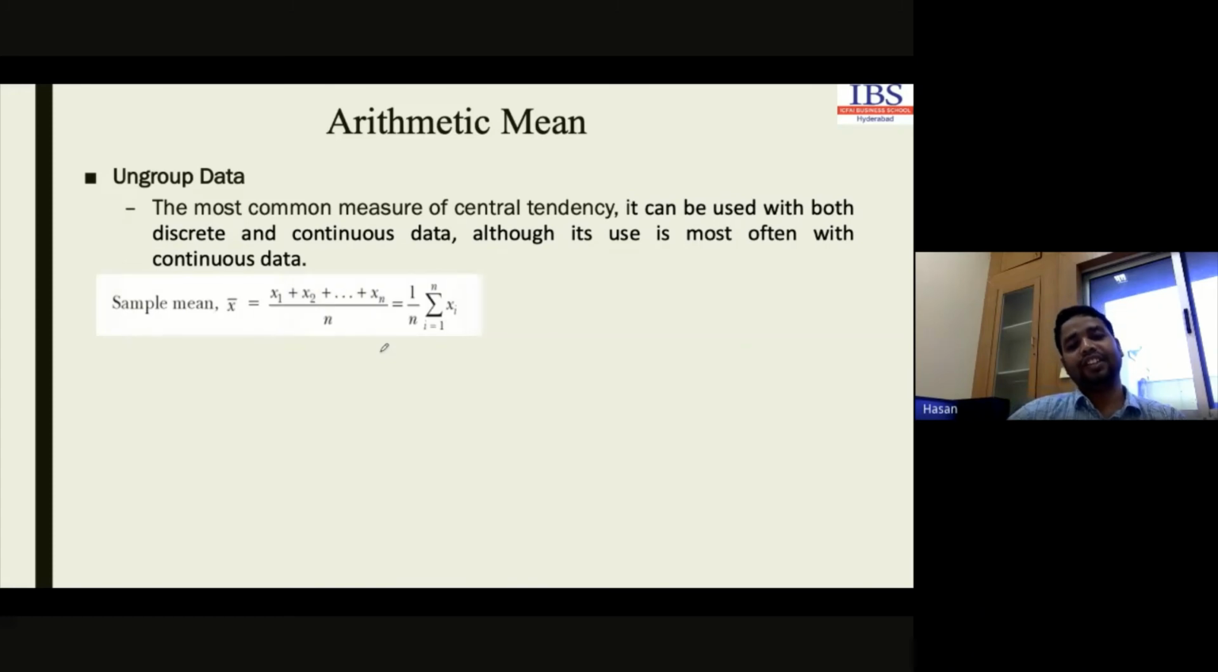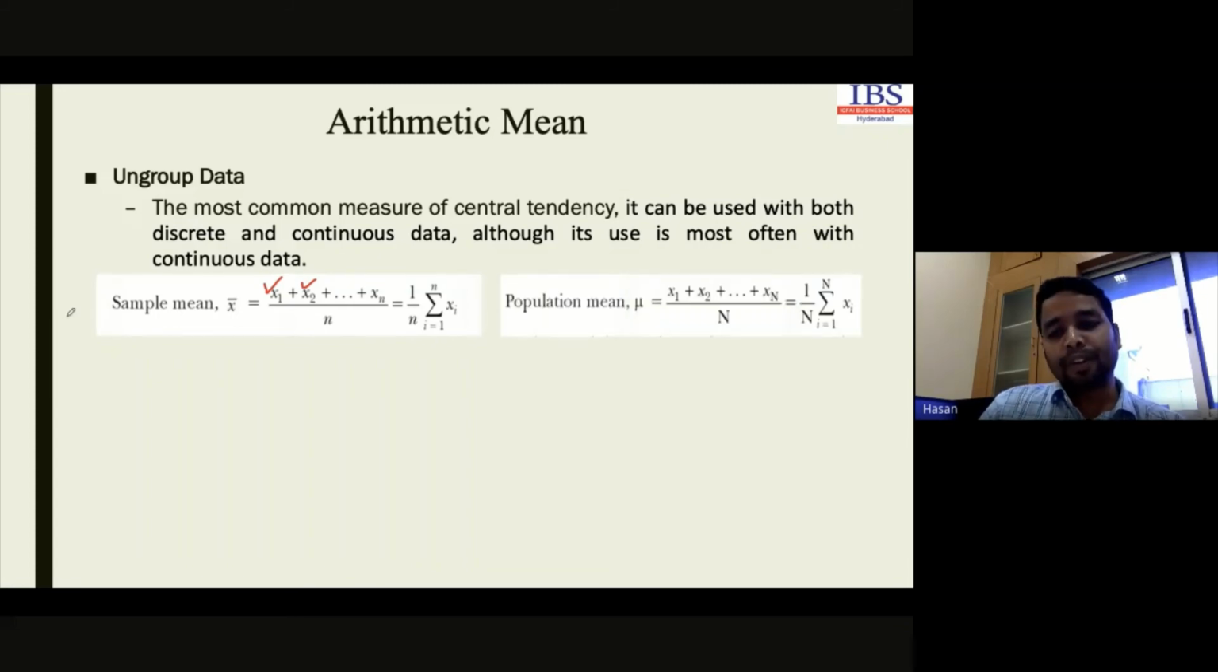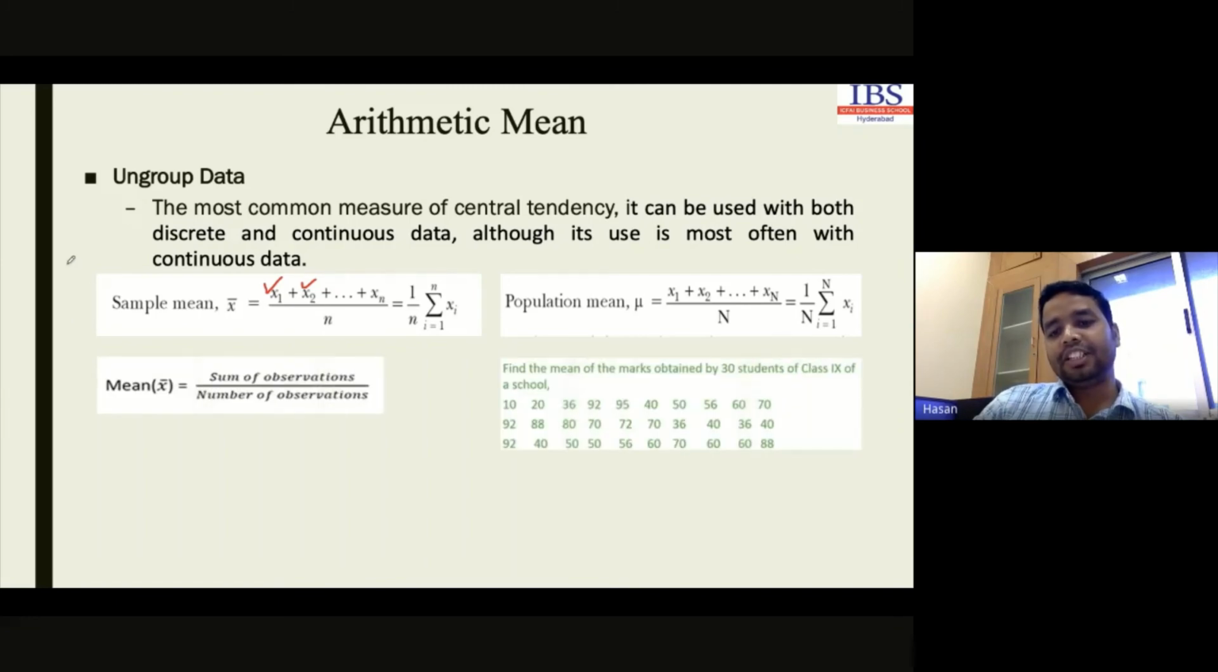So look here, these are the observations. If we have n observations, we have to take the sum of all observations and divide it by n. Whether it is a sample or a population, in both cases the rule is the same. Simply add them and divide by the number. Very easy. So here is an example: marks obtained by 30 students.